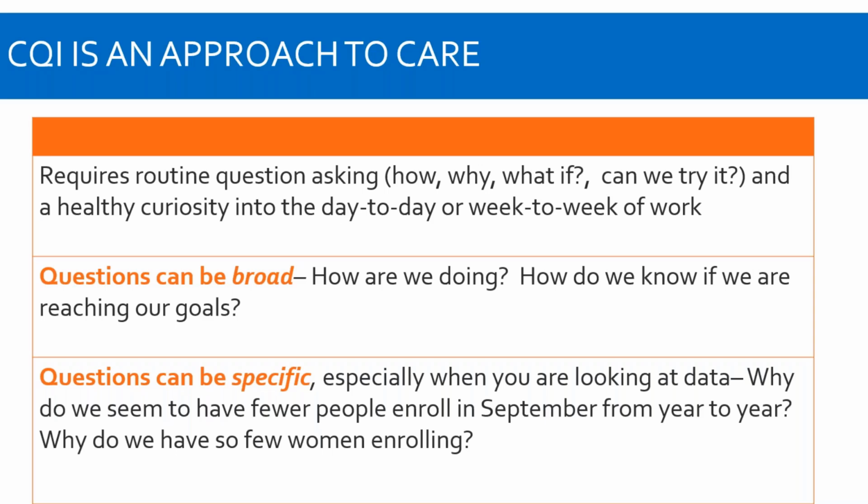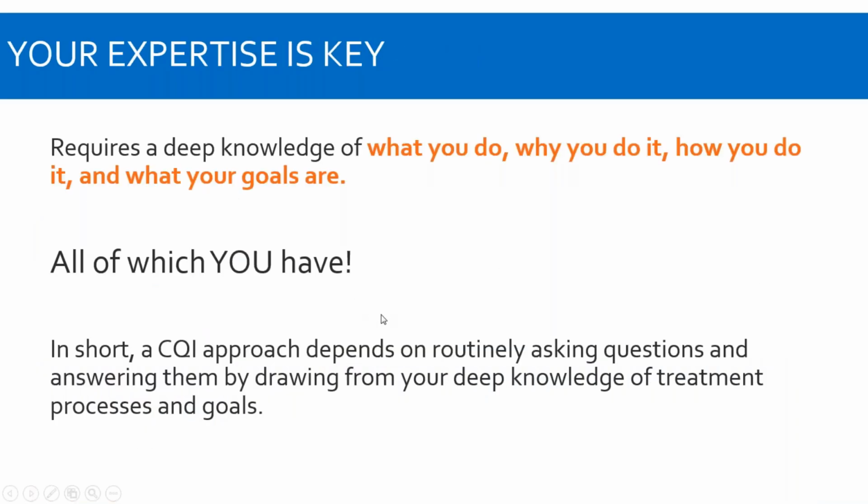They can also be quite specific, especially when you're looking at a dashboard. Why do we seem to have fewer people enroll every September from year to year? Or why do we have so few women enrolling, and so on? Another important part of this approach is that you really have the expertise already. We're going to provide you with a particular model of continuous quality improvement, but what you most need is asking the questions and then using what you know about what you do and why you do it to make guesses about what's going on, come up with provisional solutions and test them out. So I would sum up by saying that in terms of an approach, CQI depends on routinely asking questions and answering them from your knowledge of your processes and goals.